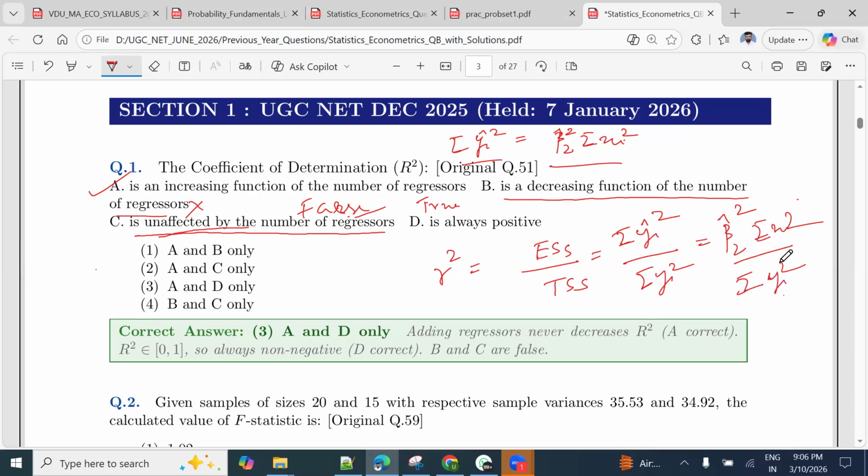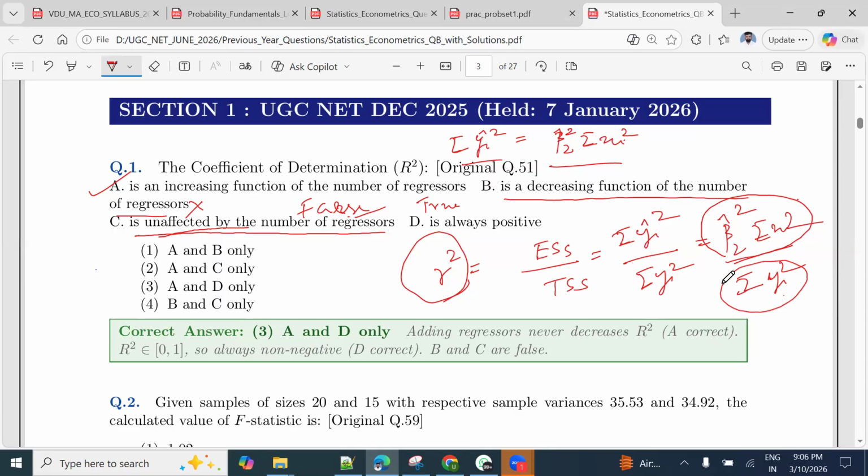Now the question is, because it is beta 2 square times summation xi square, if there is a bivariate regression, it is fine, because I am just using a bivariate regression here. But in case of multiple regression, this will go on increasing. Definitely it will have a positive impact, if you assume the TSS to be constant.